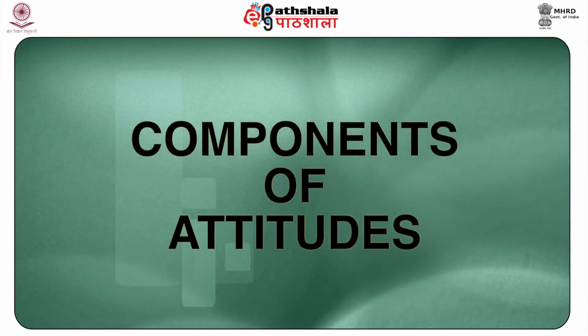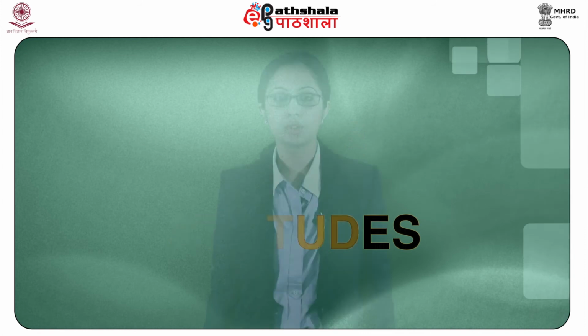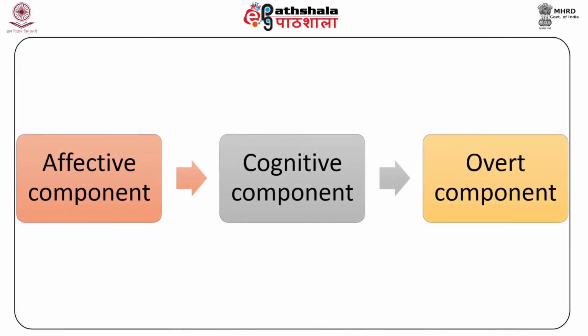Now we will discuss the components of attitudes. The structure of a person's attitude consists of three components, namely affective, cognitive, and overt. The first being affective component. The affective component of an individual's attitude is his feelings or emotions which are associated with an object. Examples are love, hate, likes, dislikes, etc.